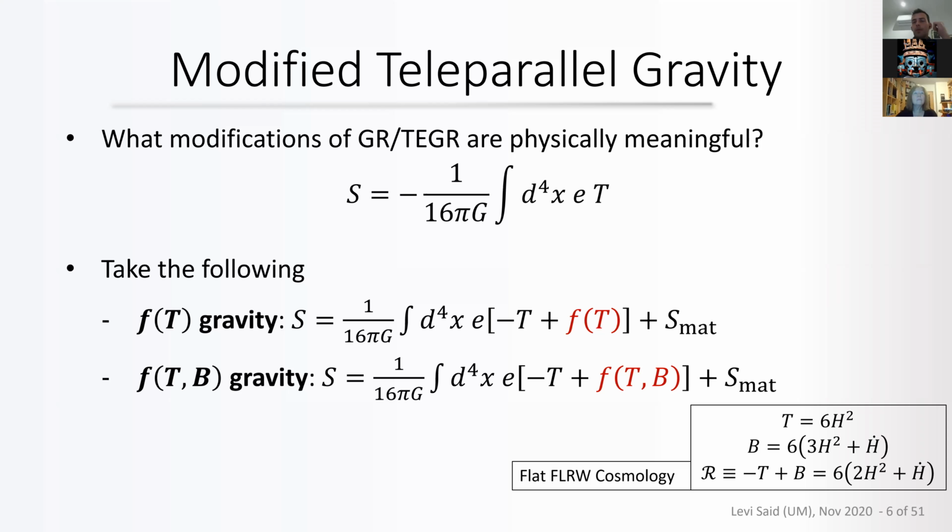And just to remember a little bit, these are our actions for f of T and f of T B. And to remember, T and B combined together give us the Ricci scalar, as you can see in the box at the bottom.